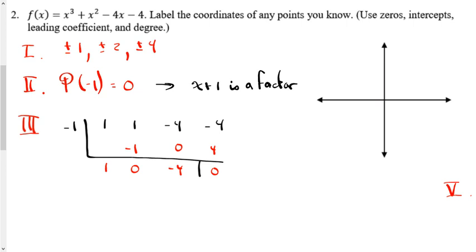So again, the process: these numbers up here are all the coefficients from that polynomial f of x. And out here, this negative 1 is like the negative 1 I plugged into the function. So it's what made this x plus 1 equal to 0. Bring down the 1, negative 1 times 1, and I get negative 1 there, and I add.